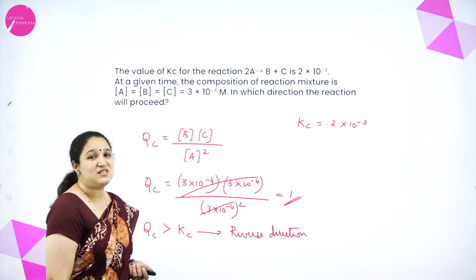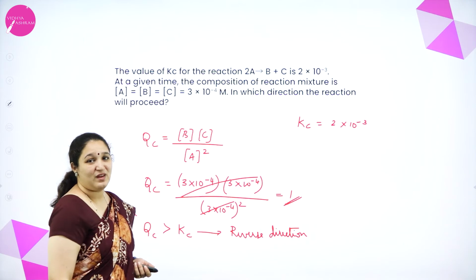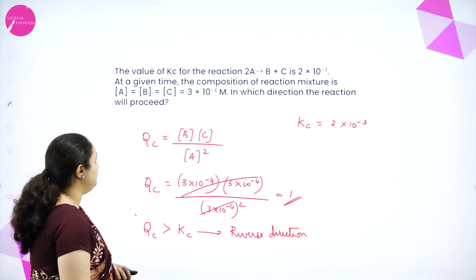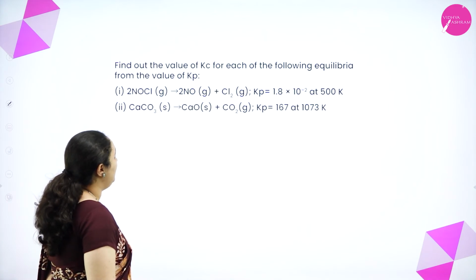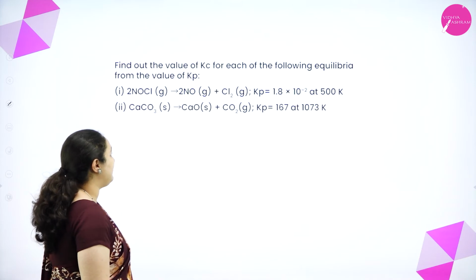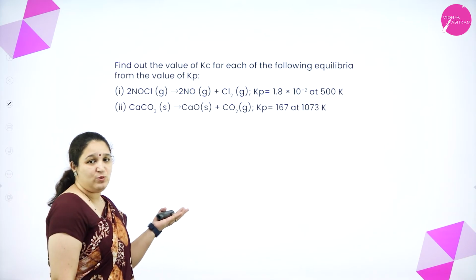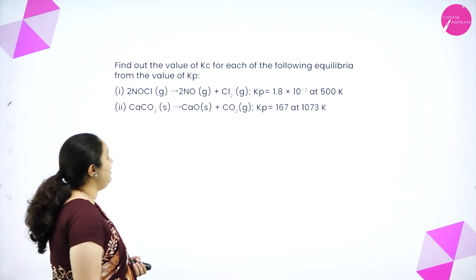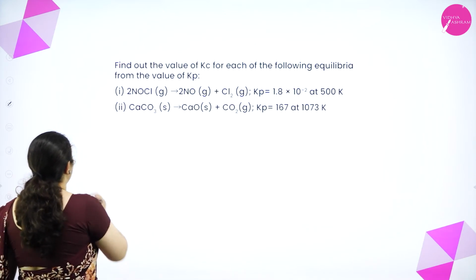Okay. So, this is how you solve this problem. I hope you are able to follow. We'll go to the next question. Find out the value of Kc for each of the following equilibria from the value of Kp. So, Kp value is given. You are supposed to calculate the Kc value now. Okay.